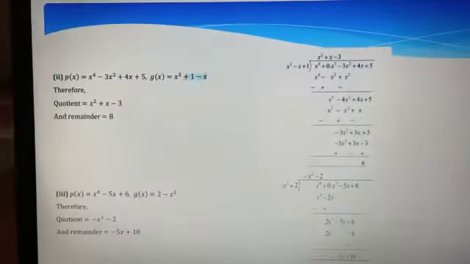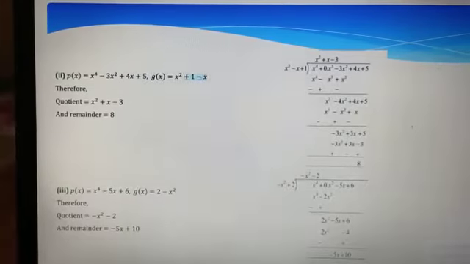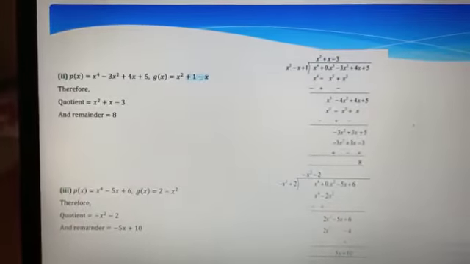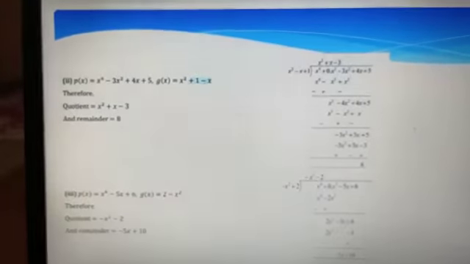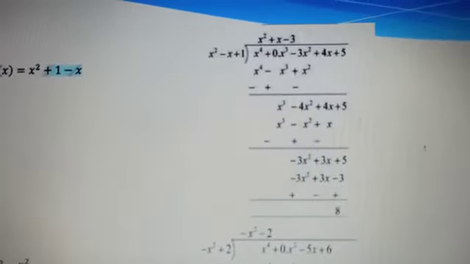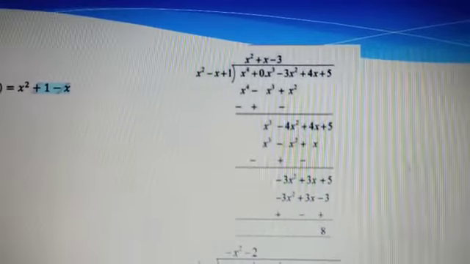Moving on to the second one, the p of x is equal to x to the power 4 minus 3x square plus 4x plus 5, and the g of x is equal to x square plus 1 minus x. So again we do the same long division. You can pause the video if you want to make note of it.